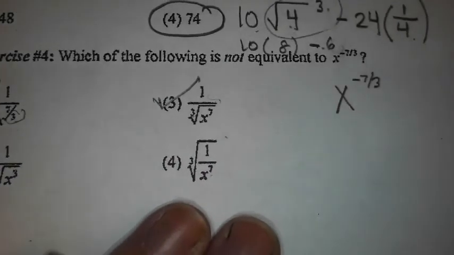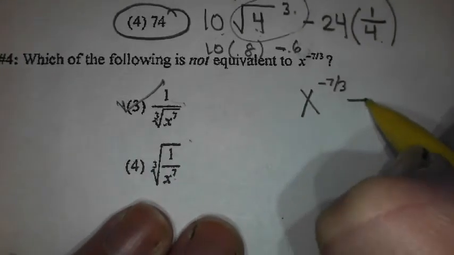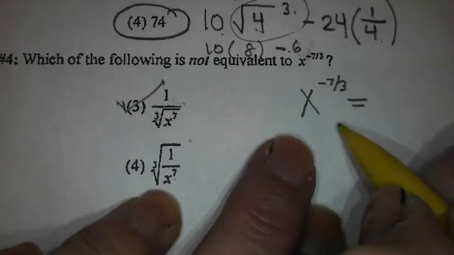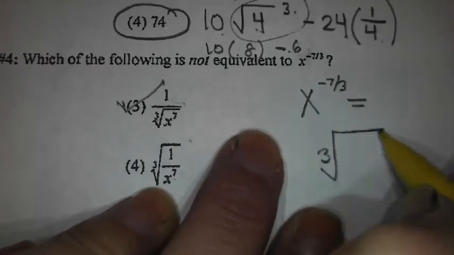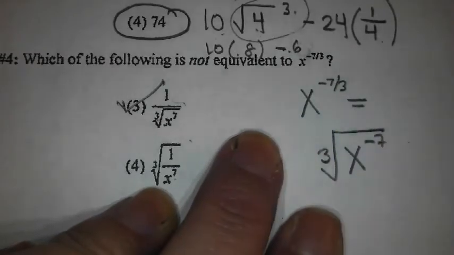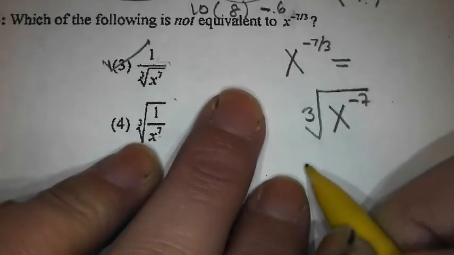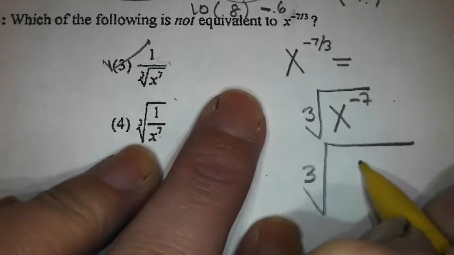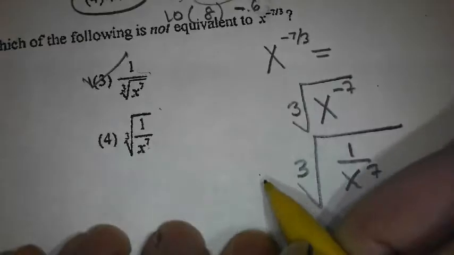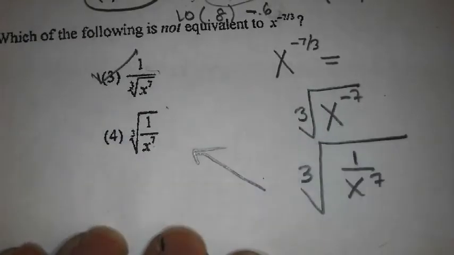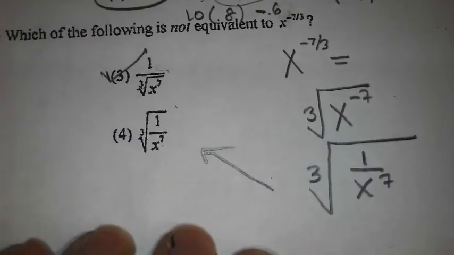With 4, I would probably think of it first as making this the cubed root of x to the -7th. And then going from that to, instead of x to the -7th, 1 over x to the 7th. And that's how you can see the equivalence to 4. Good? Any questions?